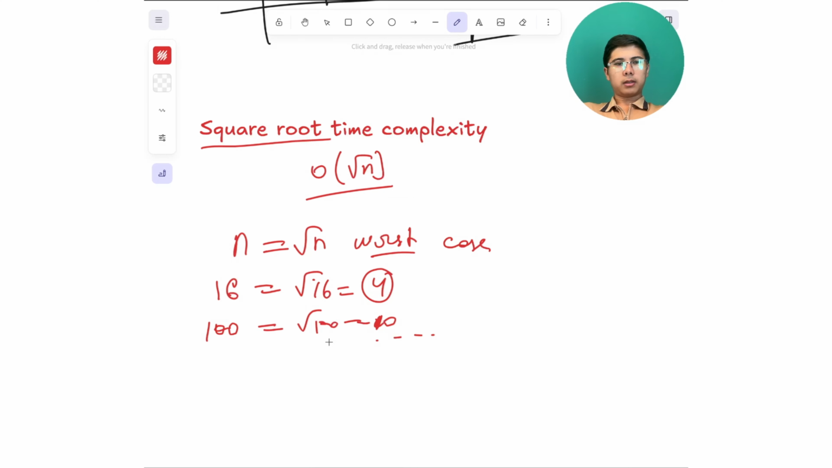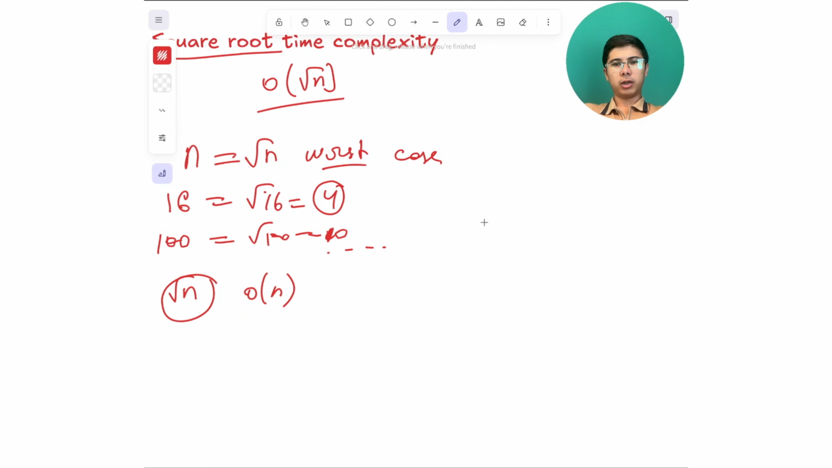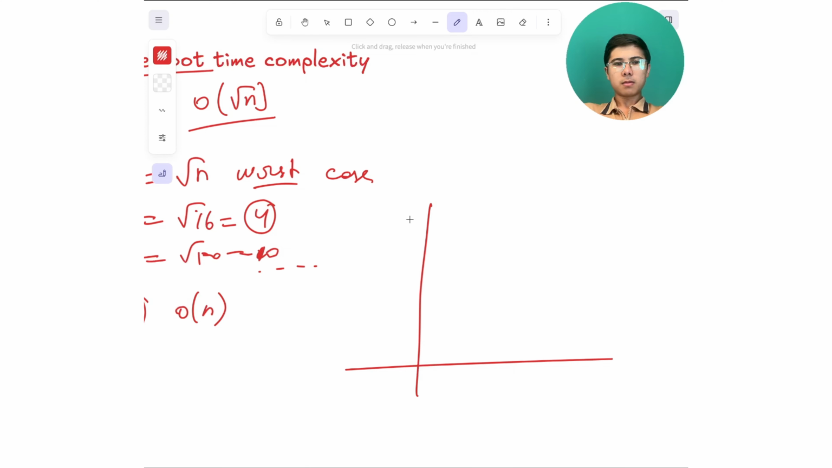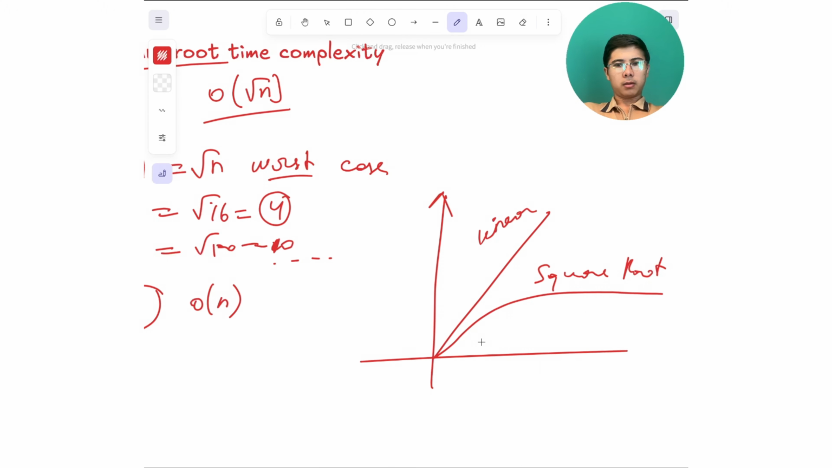Because of this, square root of n is much faster than O of n, like the linear search, when we compare their functions as well. We can see this is a linear function. This is linear time, as we drew before, and this is square root time. It means this is much faster.